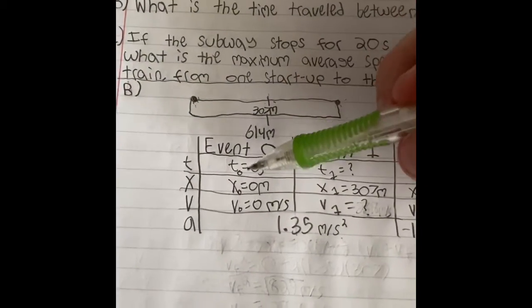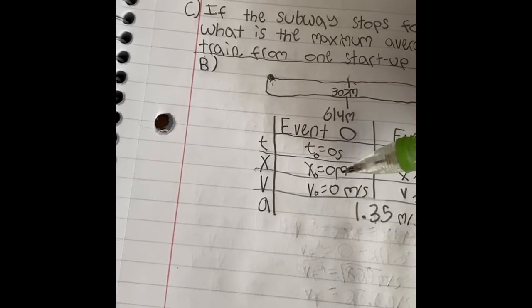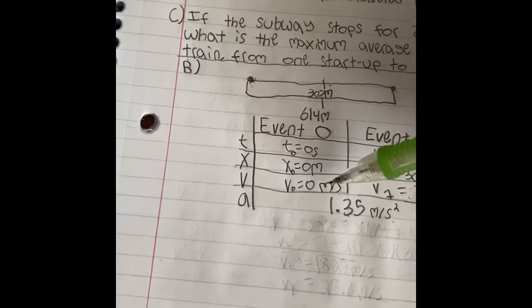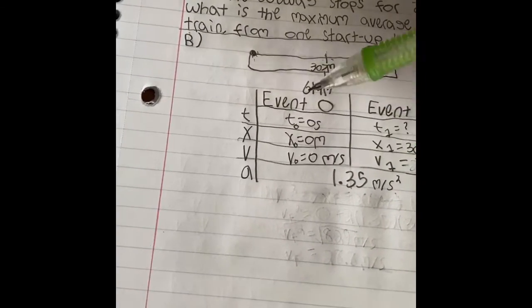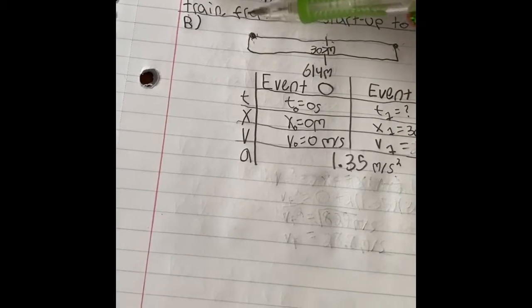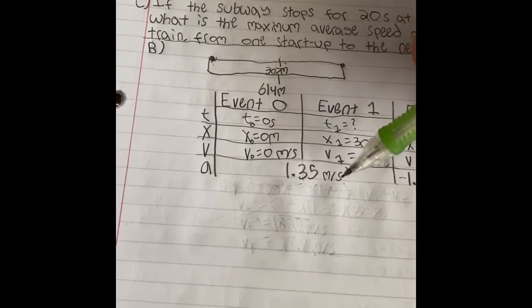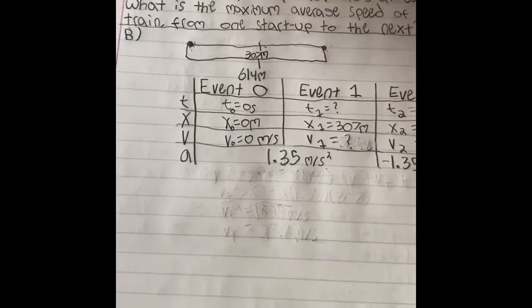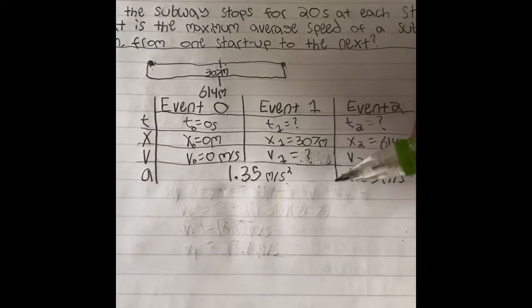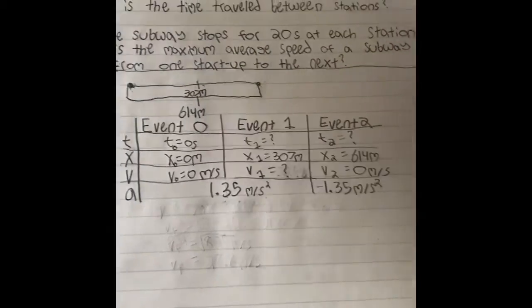So the initial time is 0 seconds, initial x value is 0 meters, initial velocity is 0 meters per second. From event 0 to event 1, station A to the halfway point, it's going to be accelerating at 1.35 meters per second squared. And from event 1 to event 2, going from the halfway point to station B, it's going to be slowing down at a rate of 1.35 meters per second squared. So we put a negative sign there to represent that it's slowing down.